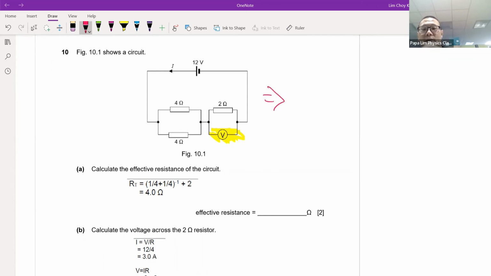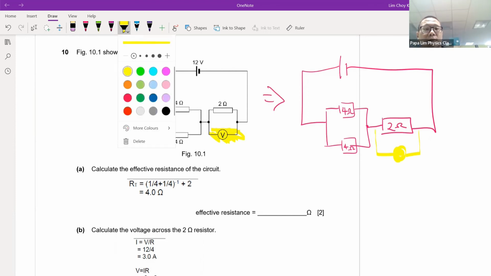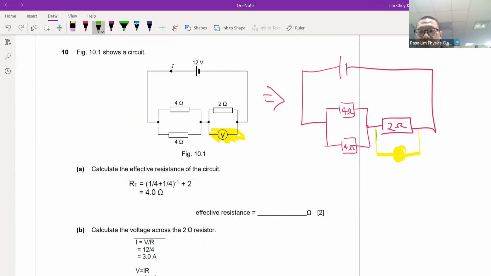If you redraw it to be clear, it will be the battery, the cell, the 4 ohm resistor, and the 4 ohm resistor is in series with the 2 ohm resistor. There's only one 2 ohm resistor. So the voltmeter is across the 2 ohm resistor. This is where the voltmeter is. Effectively the voltmeter doesn't affect the circuit; it just measures the potential difference across the 2 ohm resistor.